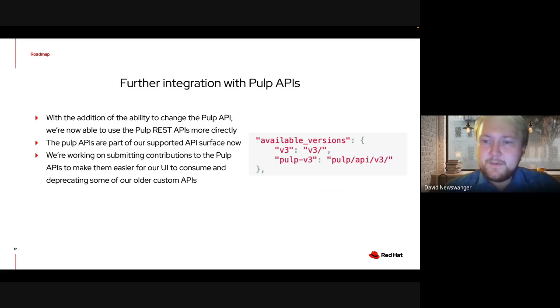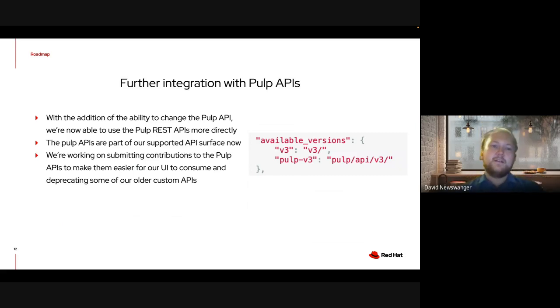So we currently ship the Pulp APIs as part of our supported API surface. If you go to the API route for Automation Hub, you'll see under available versions, we have listed the Automation Hub V3 API, as well as the Pulp V3 APIs. So those are available for any user of Automation Hub to use.